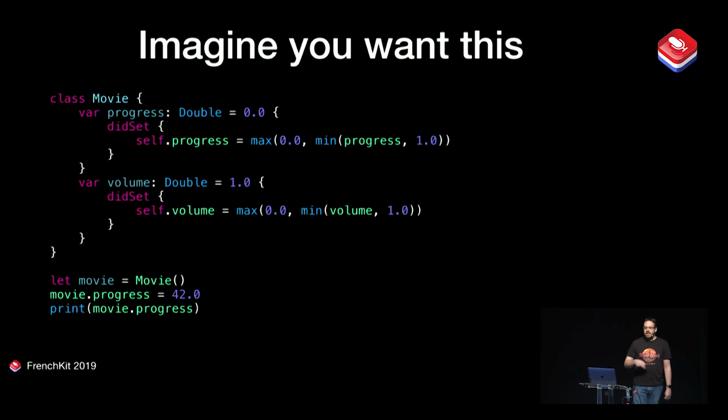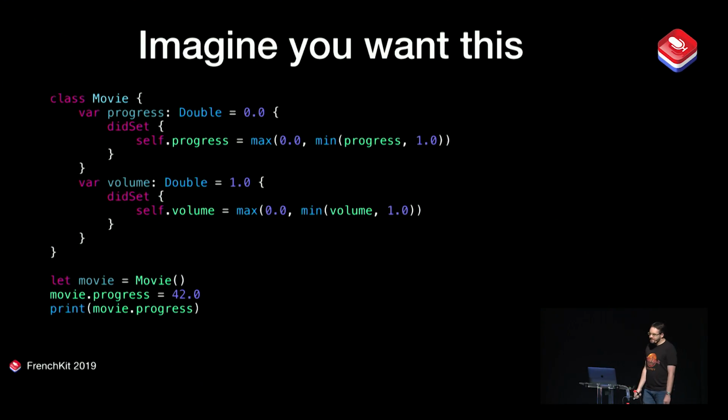The problem is then you have a volume property that has the same behavior, and you have to repeat that. So of course, you're going to copy-paste, and you're going to forget to replace self.progress with self.volume or something like that. So it's easy to make mistakes at that point. And you might even want the same behavior of clamping values between 0 and 1 for many properties in other places in your code. So let's not repeat ourselves, right?